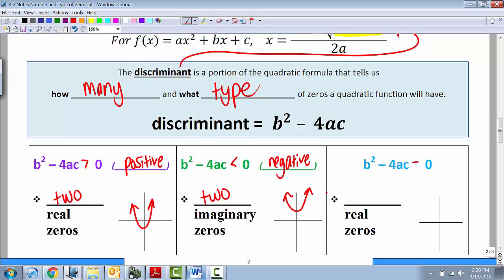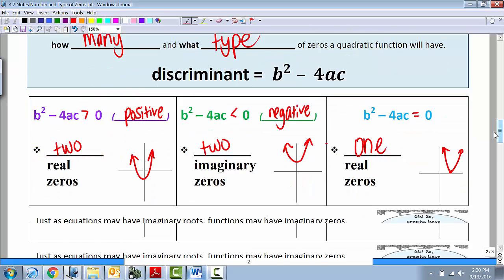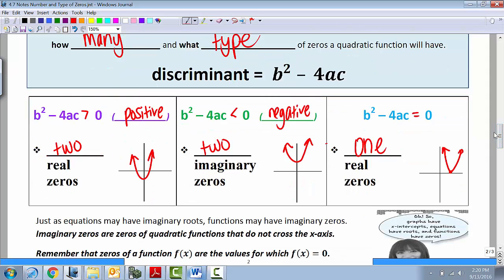However, if the discriminant equals 0, you're going to have just one real root, and that's at that vertex point, what we talked about. So that's just kind of background, and that's going to go in your interactive notebook, which I gave to you already.